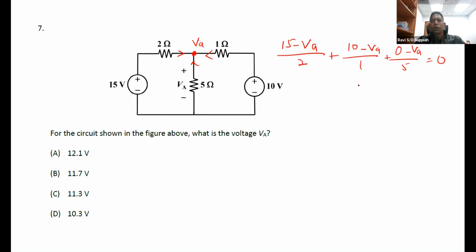Then you solve for VA, and you should be able to get 10.3 volts. This one is just simple node analysis, something we have done before in our earlier sessions.